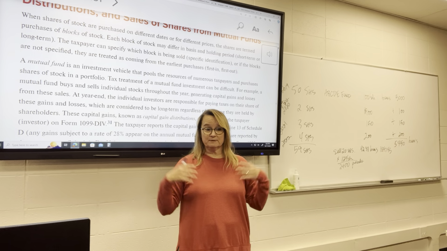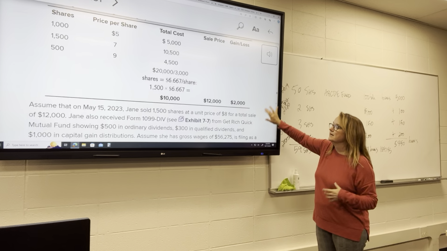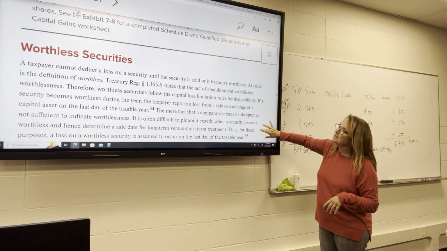All right, what else do I want to say here? So we talked about capital gains, we talked about block sales. Well, this goes through all of that about mutual funds. That's another example. I'm not going to go through that. That's different. So this shows average basis, specific identification, first in, first out, how to do those calculations. Already did that as well.